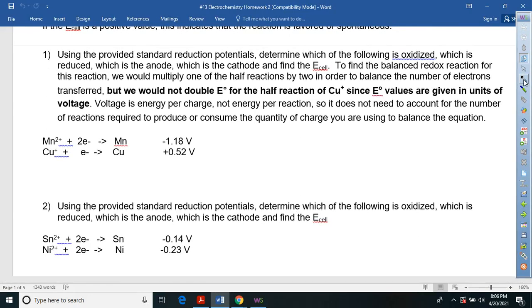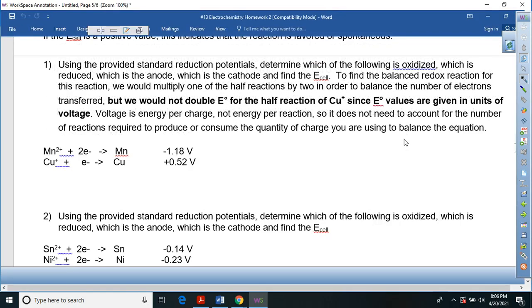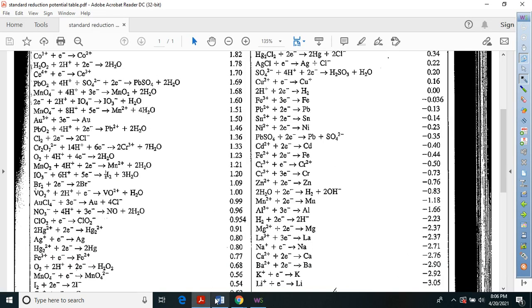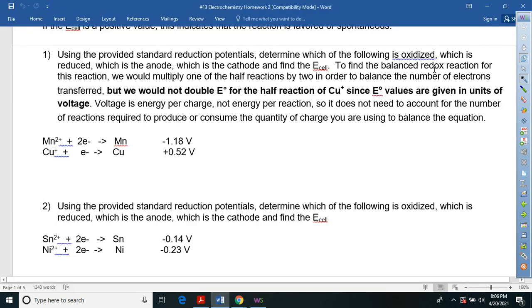Okay, here's another example I'll show you. So here we have manganese, and this is copper plus 1, and be aware of the charges because they have different reduction potentials. And so these are exactly as you would see them on your reduction potential table here. So they're just like that on the table.